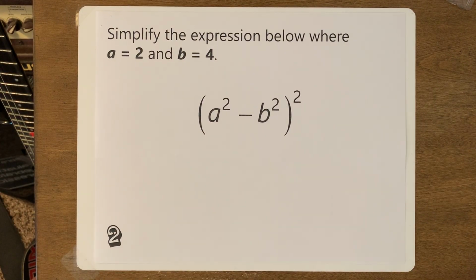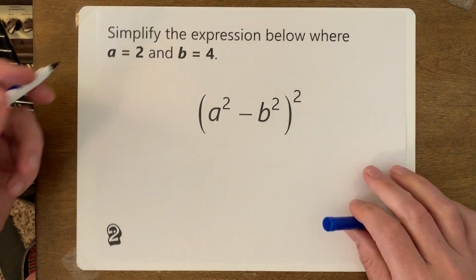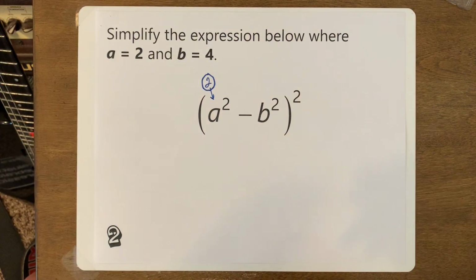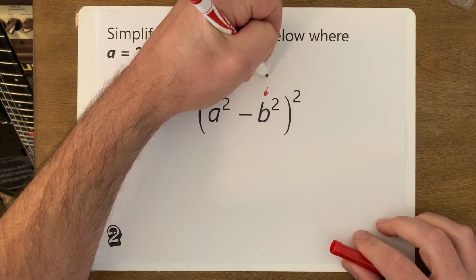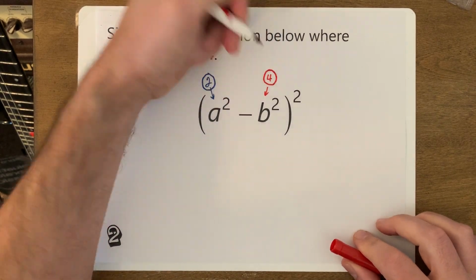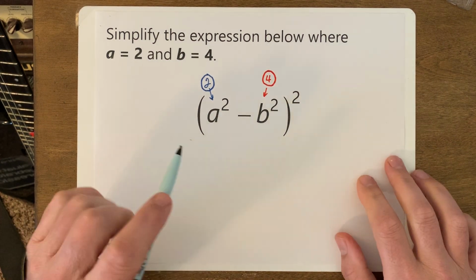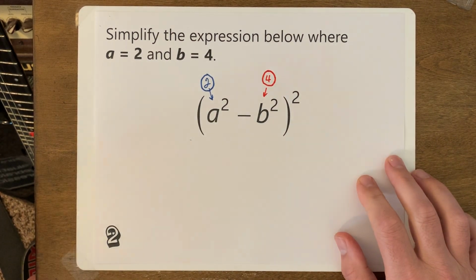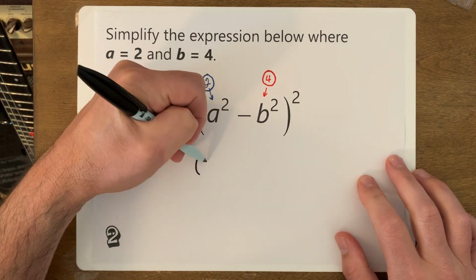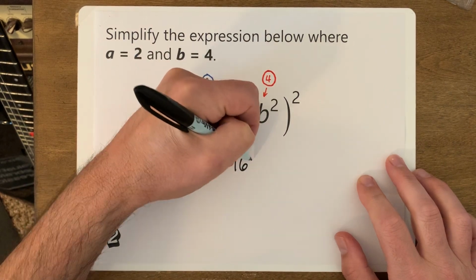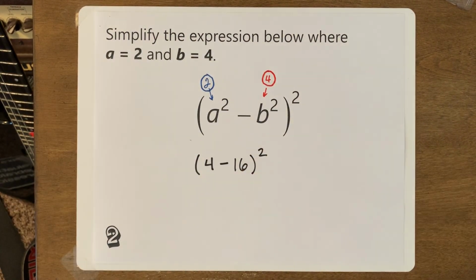Okay, here we have A is 2 and B is 4. So I'm going to do the same thing I did before. I'm going to use different colors here. A is 2, B is 4, and we'll use red for that. Color, whenever you can use it, helps tremendously. All right, so now we're going to get 2 squared. Well, 2 squared is 4, I can do that right away. Minus 4 squared is 16, and then we need to square that.